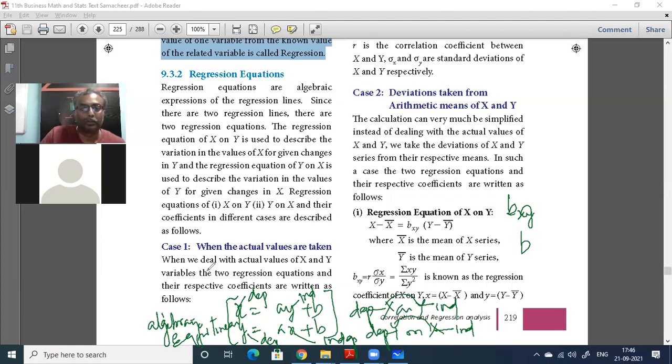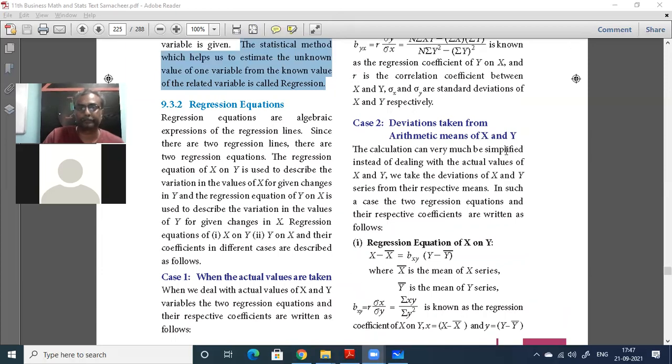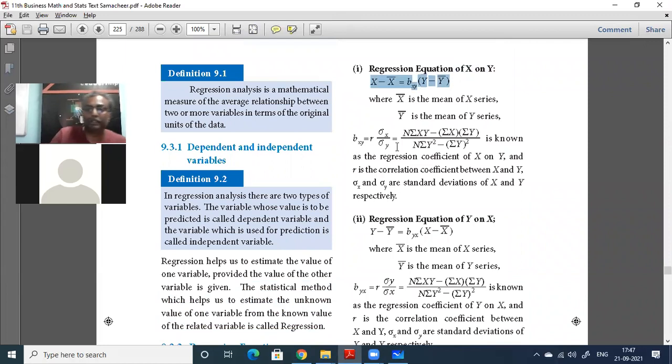Now, when we deal with the actual values of the x and y variables, the two regression equations and their respective coefficients are written as follows. Now we are going to go to the regression coefficient. I told you it will be a line equation. So this is the line equation: x minus x bar equals b of xy, where b of xy is a regression coefficient, where x is the dependent variable and y is the independent variable. X on y, b of x on y.